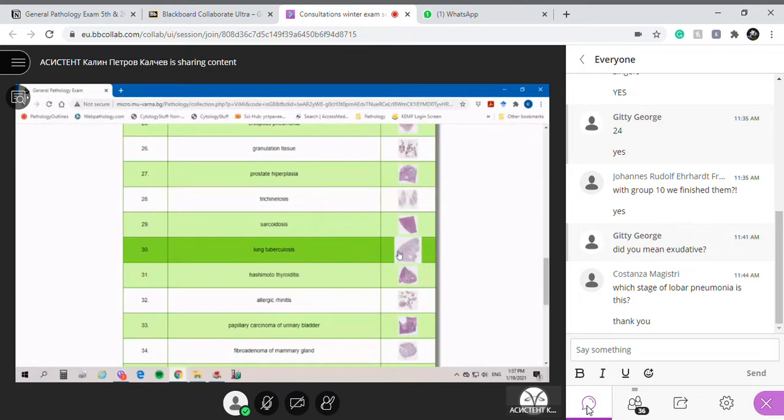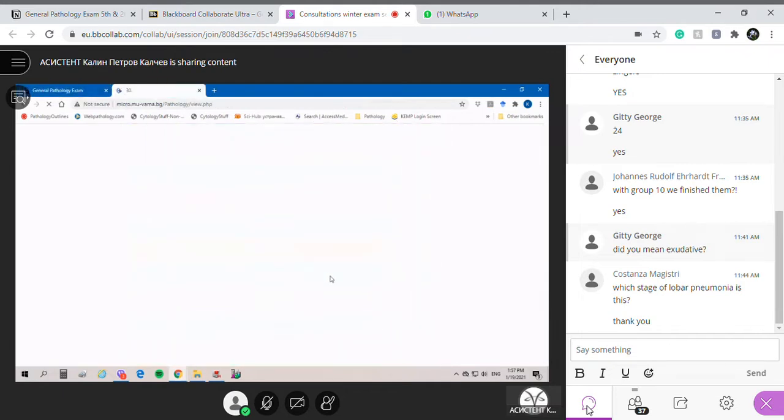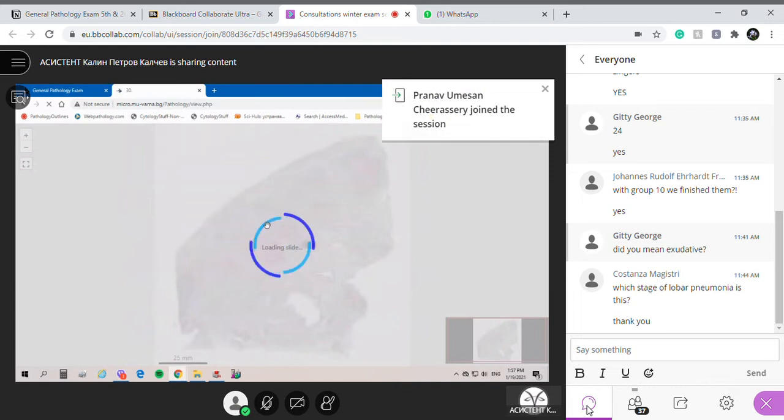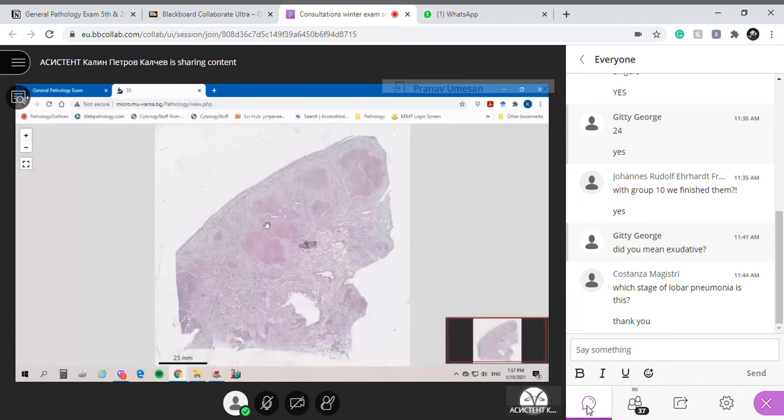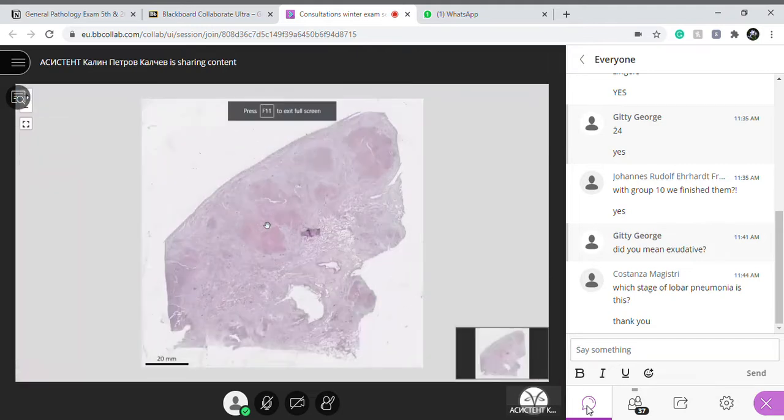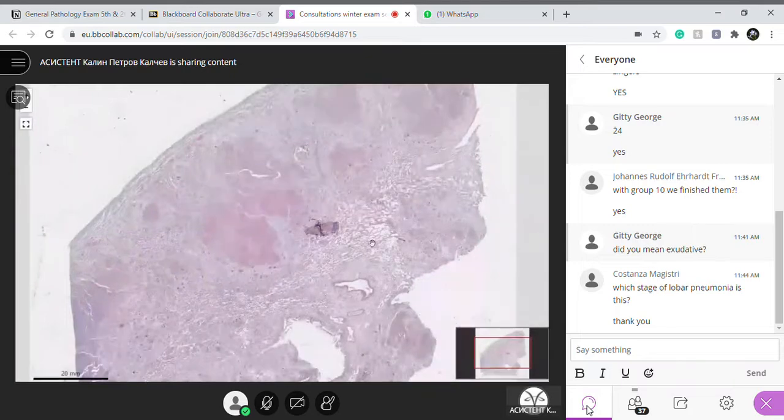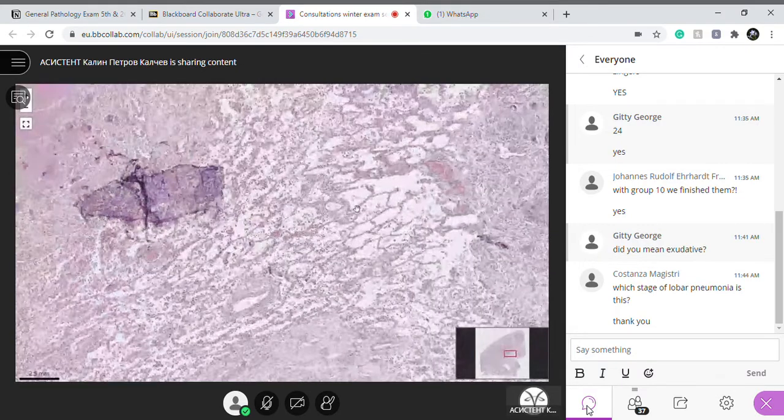I will start with the tuberculosis here, which is the most well-known type of granuloma. It's a model for all other granulomas. So in this specimen, you will see that this is a lung. How do you know that this is a lung? When you look here, you will see this alveolar structure of the lung.